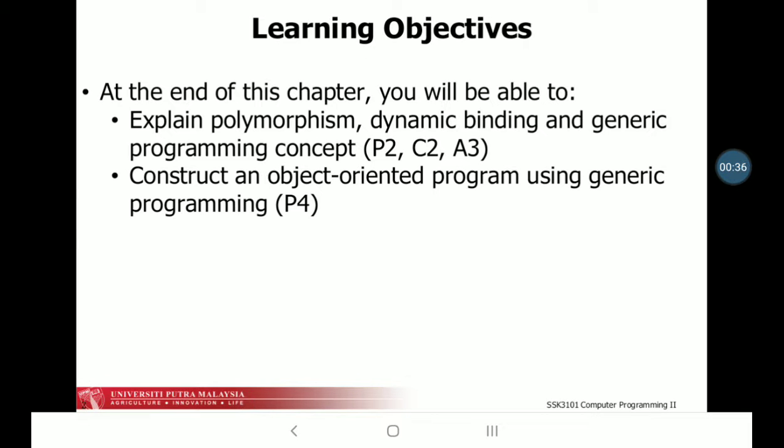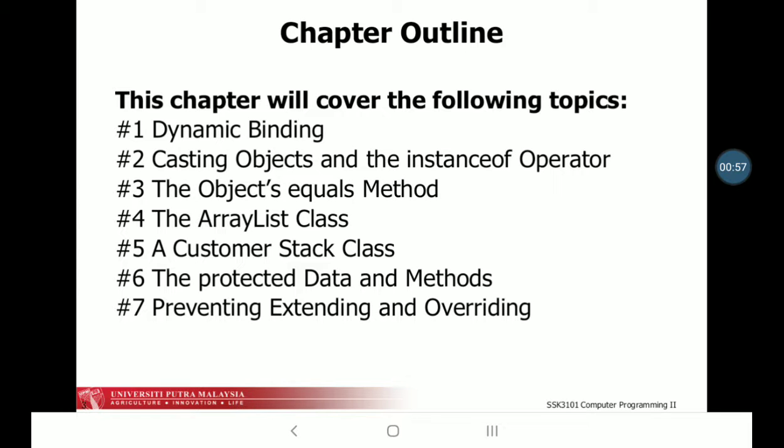This is the learning objective. First of all, I will explain the definitions of polymorphism, and then the first subtopic that I will cover for today will be dynamic binding, and also some generic programming concepts, which is the inheritance itself. This is the chapter outline for the first topic, dynamic binding, and we have more subtopics coming later.